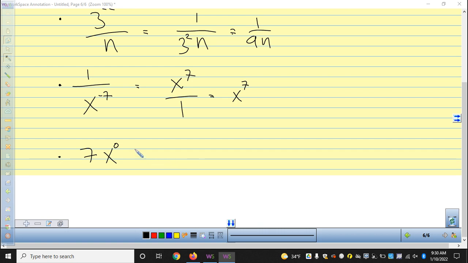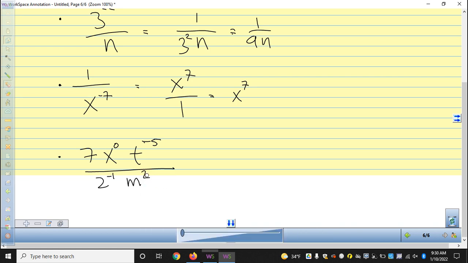7x to the 0. This is a more complicated one. T to the negative 5 over 2 to the negative 1 m squared. So when I look at these, I think, well, the ones that I need to deal with are the zeros and the negatives. So let's do it one at a time.